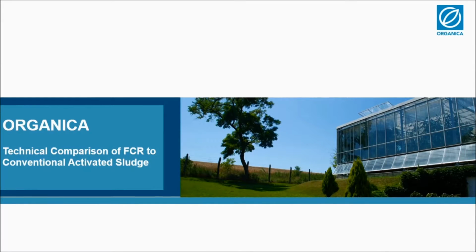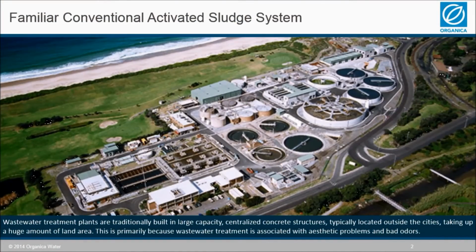Today we'll talk about a technical comparison of Organica's food chain reactor, commonly referred to as FCR, to conventional activated sludge processes. These conventional activated sludge processes are the process and the treatment configuration that most people commonly think about when they think about wastewater treatment process, and they've been employed for 90 or 100 years now, commonly around the world. They all rely on suspended growth of biological bacteria and organisms that consume waste.